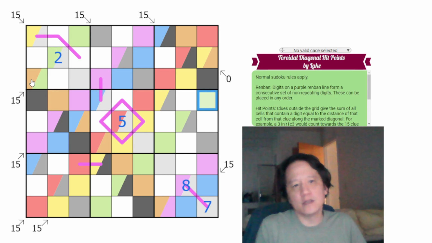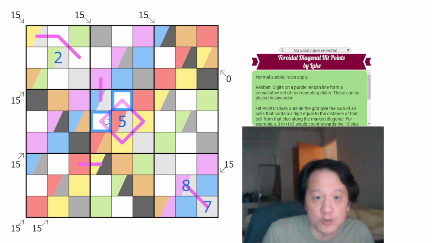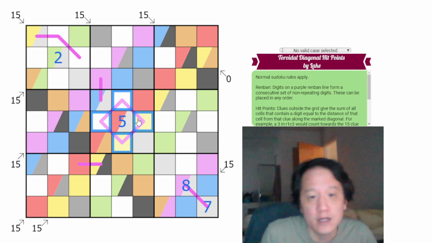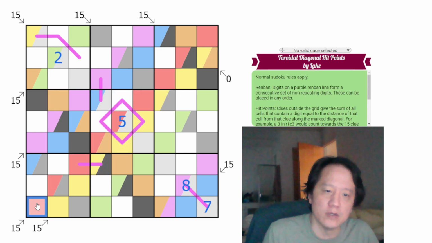Okay, so then this cannot be 1. This has to be 7. This is 5, so this forces this to be 1, 2, 3, 4, or 6, 7, 8, 9. Okay, yeah, that's pretty clever. I like that. So then this is forced to be, yeah.